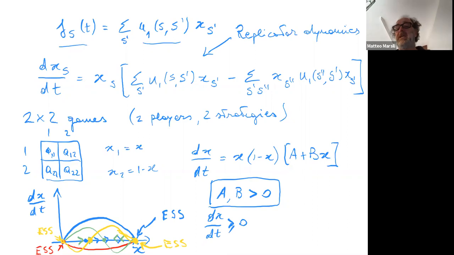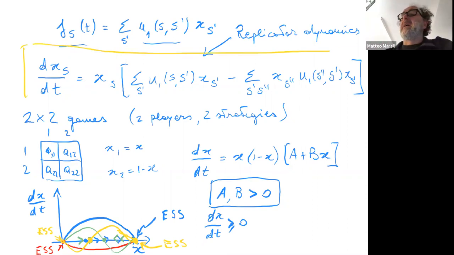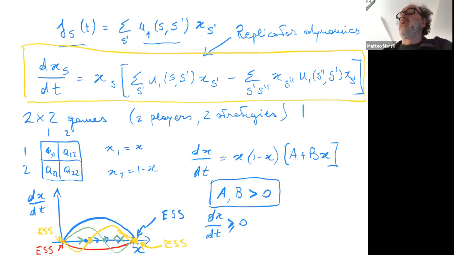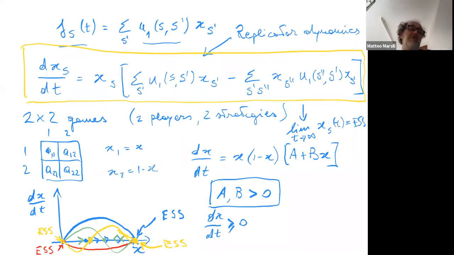So essentially, the point I want to make is that the asymptotic behavior of this replicator dynamics, if you take the limit as t goes to infinity of this replicator dynamics, then you get these evolutionarily stable strategies. Okay?